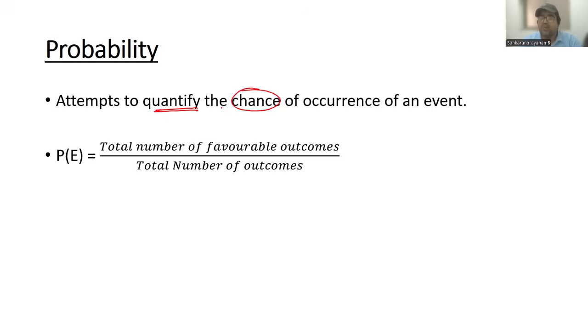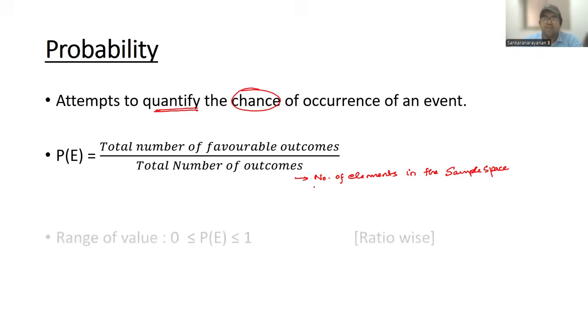This total number of outcomes, what you see in the denominator, I can even say it is nothing but the number of elements in the sample space. That is nothing but the total number of outcomes. So P of E is the total number of favorable outcomes divided by the total number of outcomes.